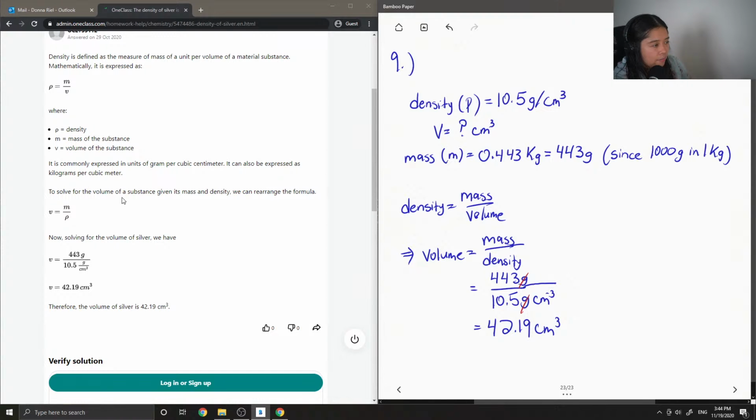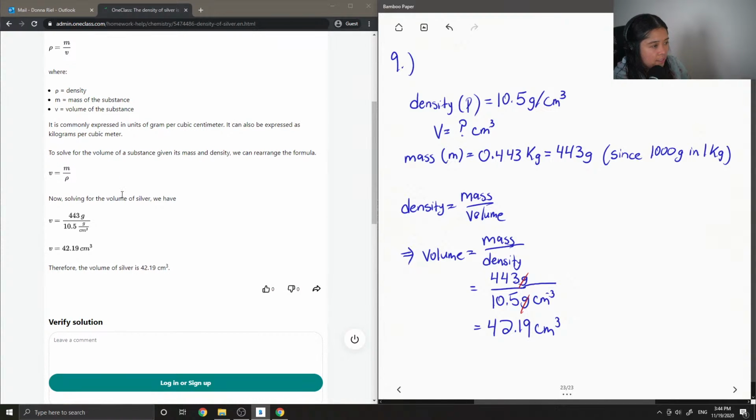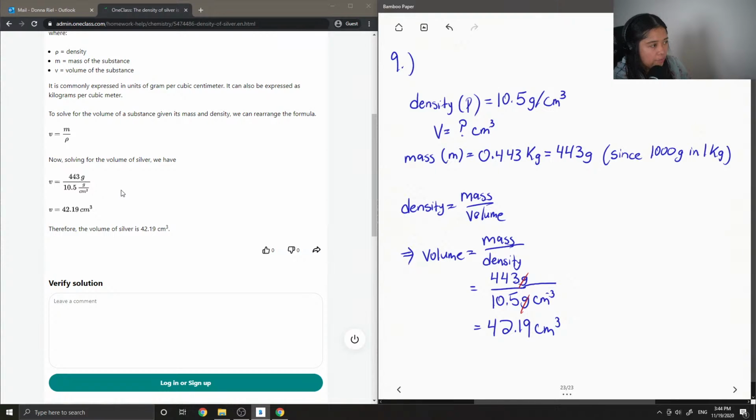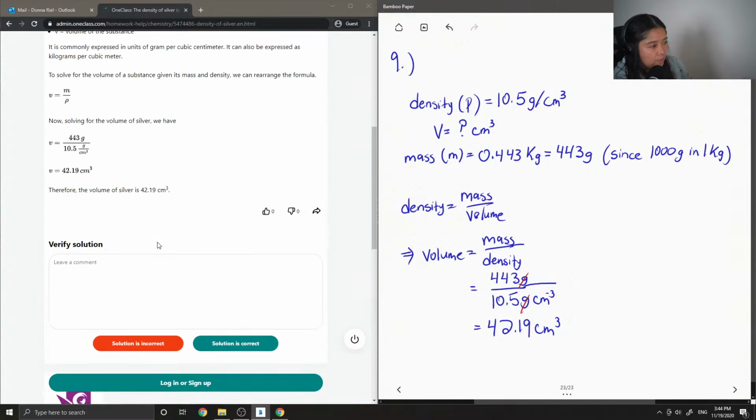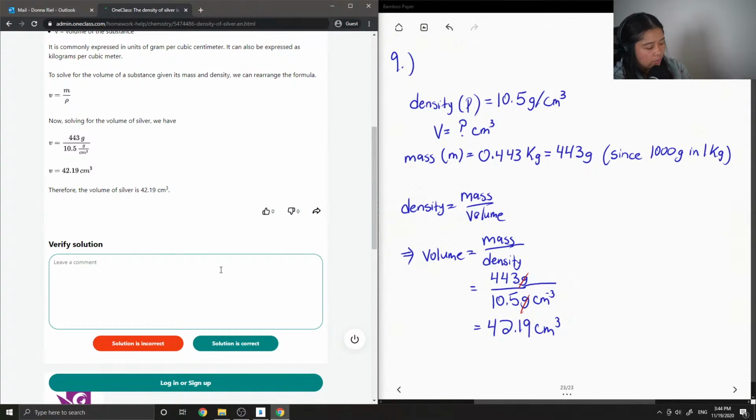To solve for the volume of a substance, given its mass and density, we can rearrange the formula. Now, solving for the volume of silver, we have 443 grams divided by 10.5 grams per centimeter cubed. Therefore, the volume of silver is 42.19 centimeter cubed. Yep, so this solution is correct.